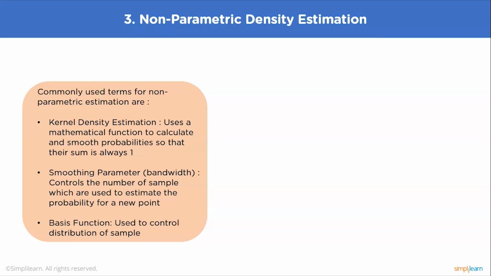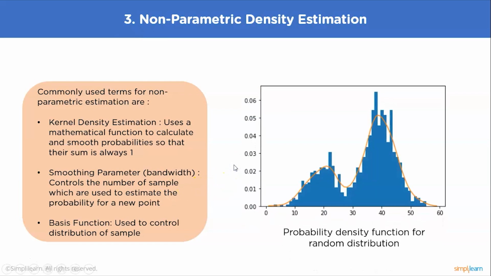Kernel density estimation is a non-parametric method for using a dataset to estimate probabilities for new points. It uses a mathematical function and smoothing probabilities, so the sum of the resultant probabilities is always 1. Now in this case, a kernel is a mathematical function that returns a probability for a given value of a random variable.